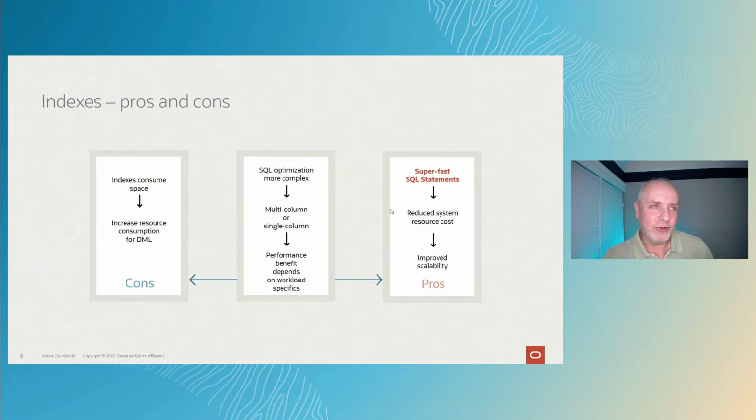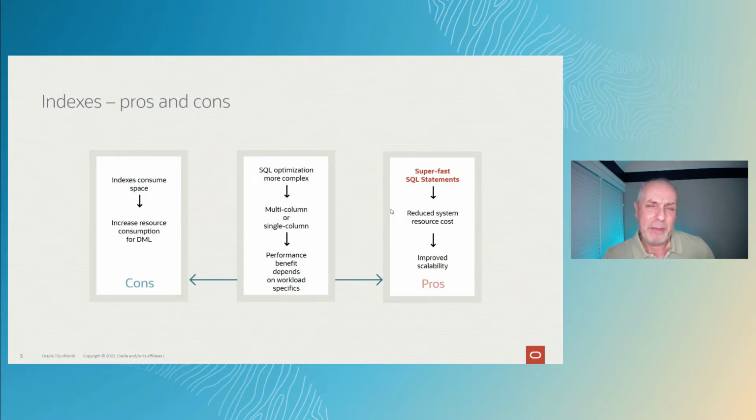Now, like everything in life, of course, there's a cost. So if we move to the left-hand side and look at the con side, indexes consume space. They are structures in the database. The amount of space is very dependent on the system and what it does and what indexes you have, of course. But it's not unusual to see systems where 20, 30, 40, 50% of the space in the database is actually consumed by indexes. So they're not for free, so to speak, in terms of space.